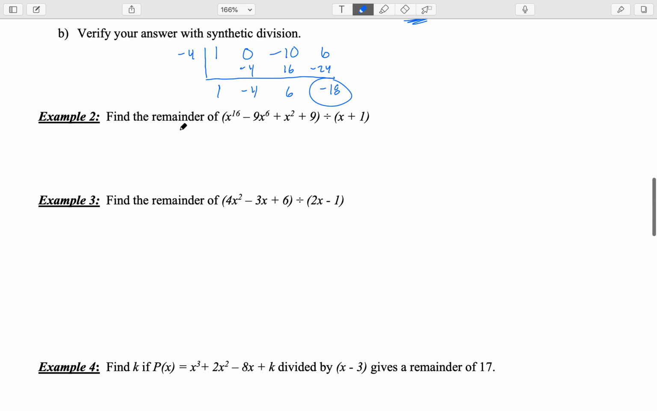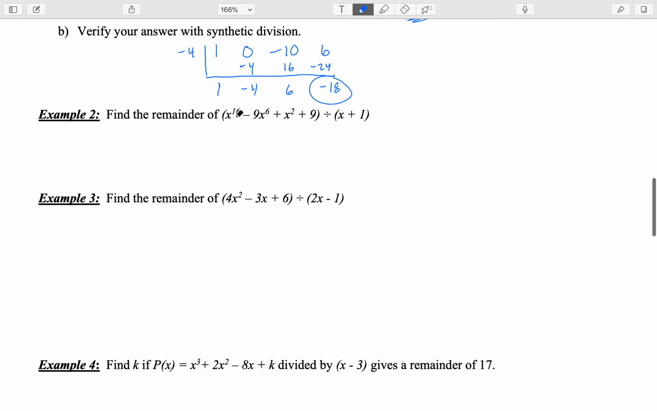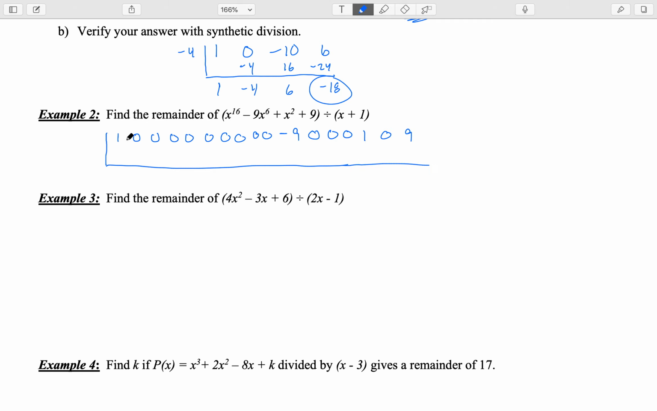Okay, how about this one? Find the remainder of x to the power of 16. Now, if you're going to do it with synthetic division, you have to put in the zeros. 1x to the 16, 0x to the 15, 0x to the 14, 13, 12, 11, 10, 9, 8, 7, minus 9 for x to the 6, 5, 4, 3, 2, 1, 9. That's what I have to be doing. That's awful, let's not do that.